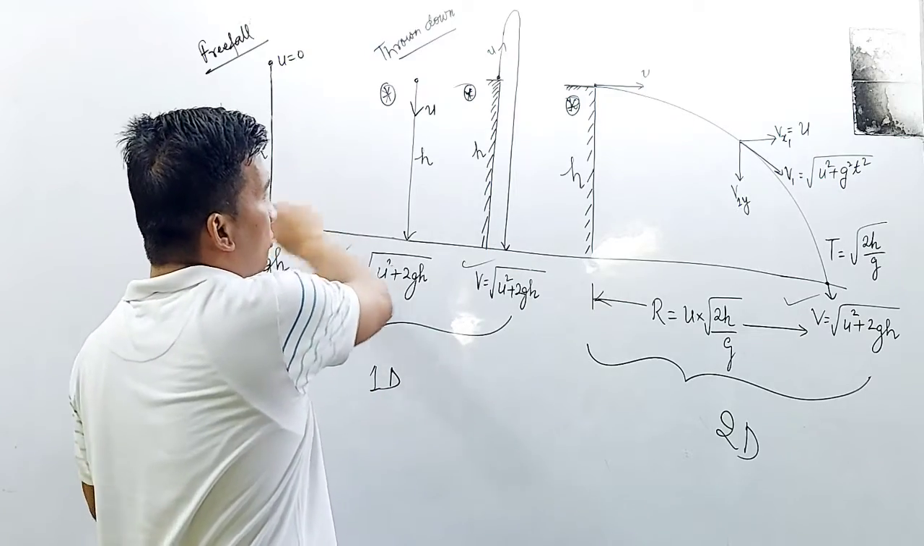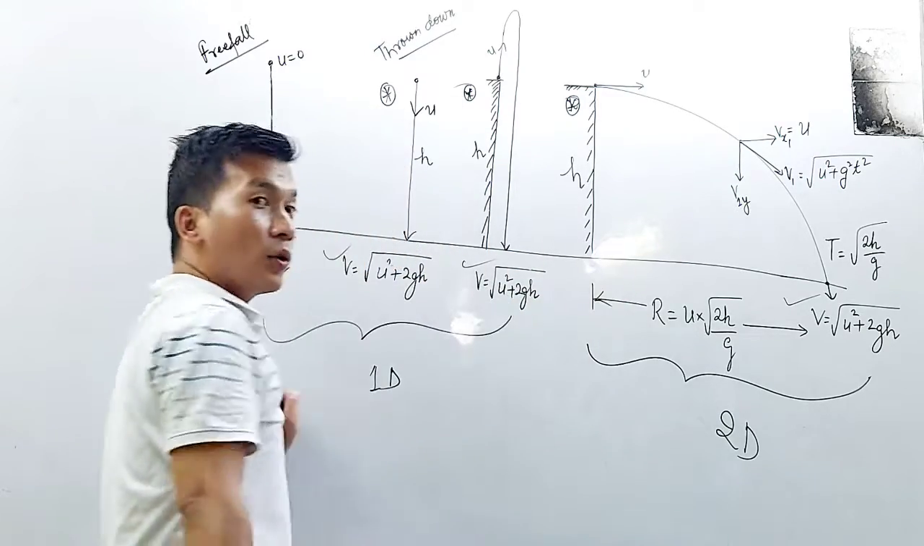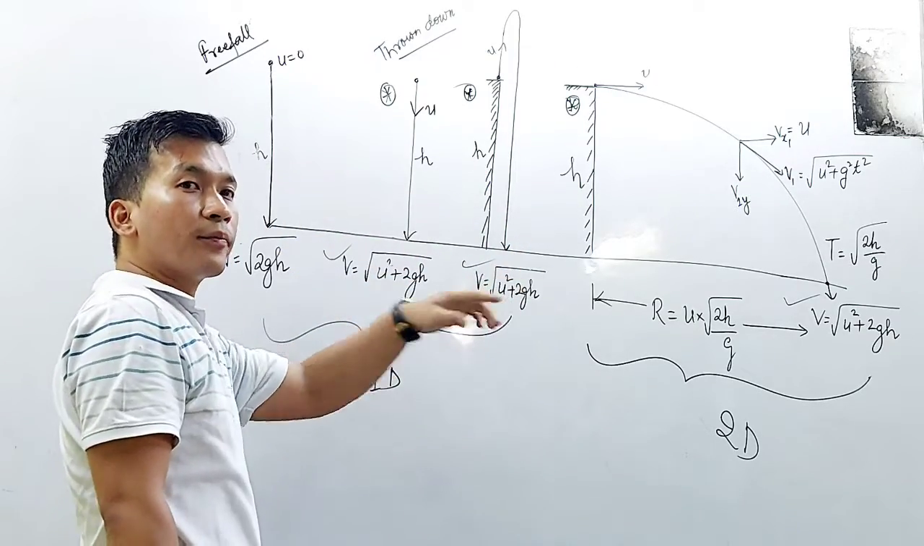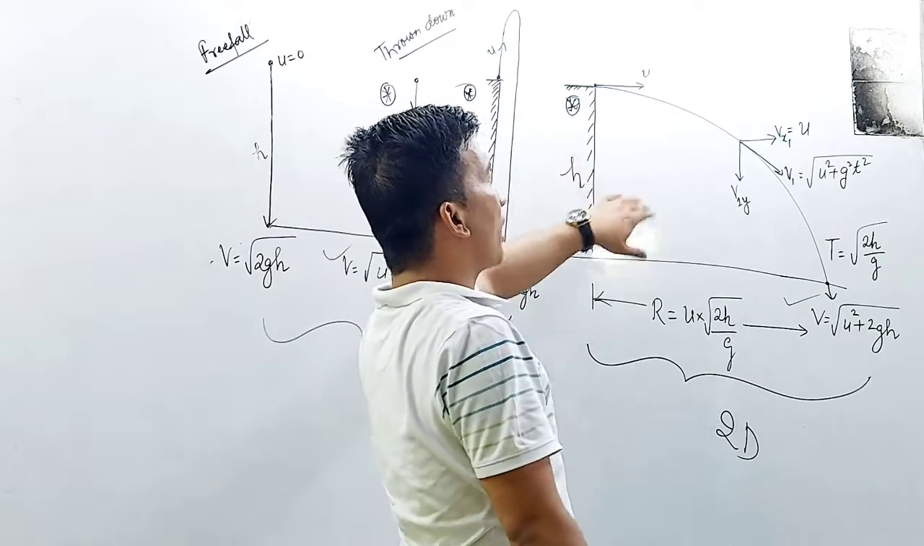One dimension this, one dimension this, two dimension this, and this half over. You learn it by heart like this. Next, main topic: horizontal projectile.